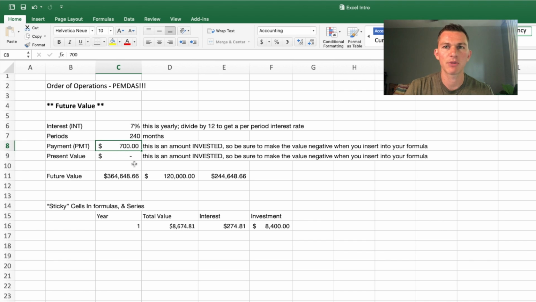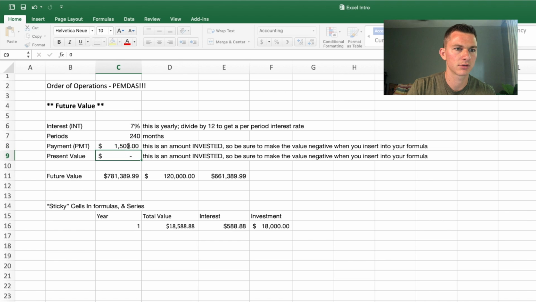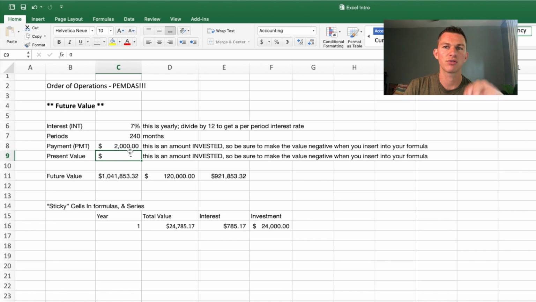So now you can see like how much would I need to save per month starting now at 7% over the next 20 years to get $1 million. Let's just try 1,000. Nope. 1,500. Nope. 2,000. There we go. All right, so we need to save $2,000 a month in an account that earns 7% interest each month or each year, and we would get over $1 million in our retirement account.